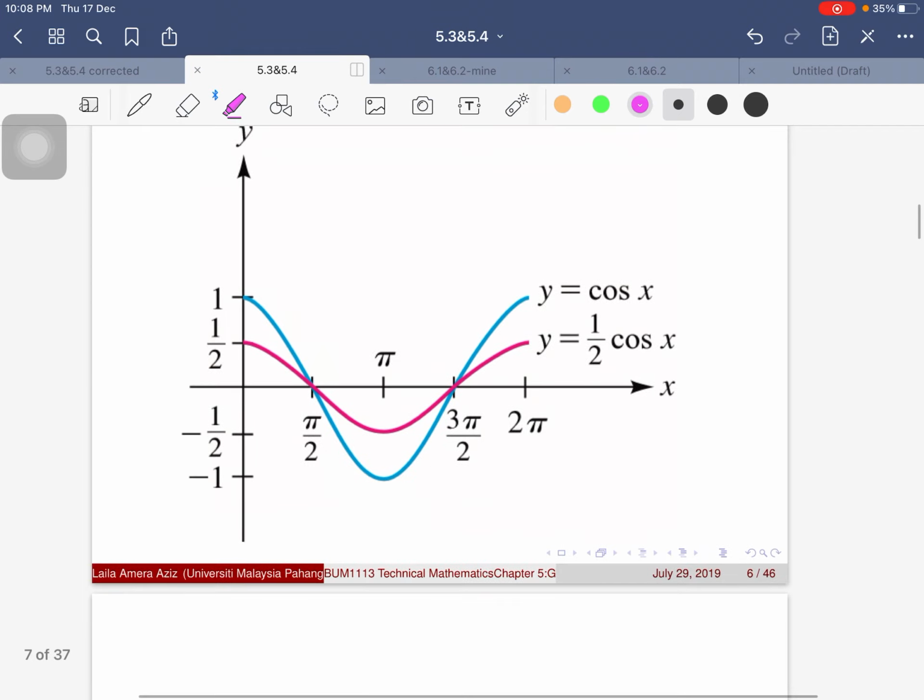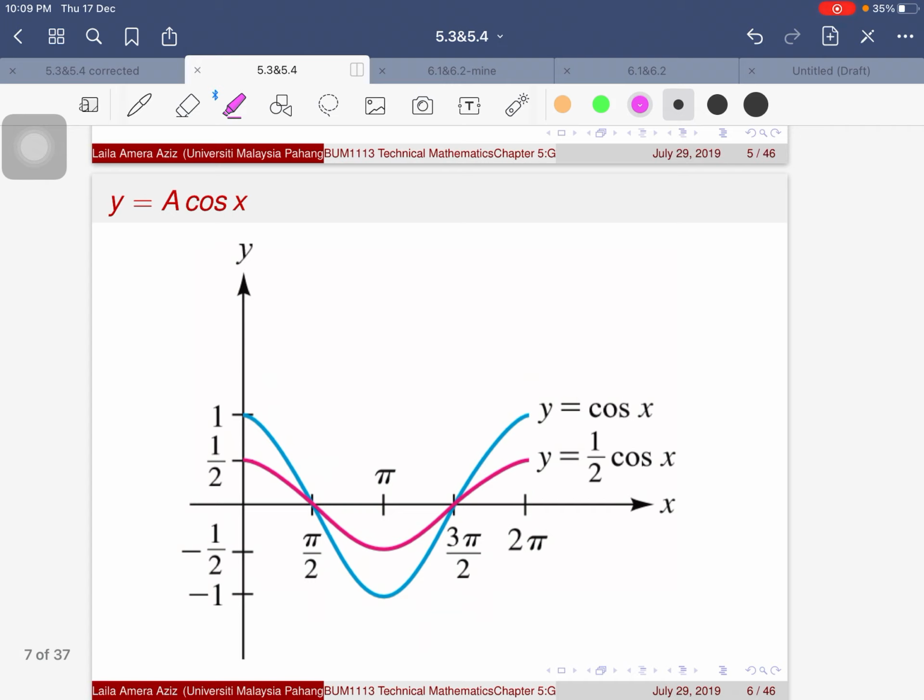That will be the same idea for the case of cosine as well, for which the pink graph is actually half of cos x. So here my a value is equal to a half, which tells us why the maximum value is a half and the minimum value is negative a half. And for the case of y equal cos x, this is actually y equal 1 cos x. From here we can tell right away that the a value is going to equal 1, so the maximum value is going to be at 1 and the minimum value is going to be at negative 1.